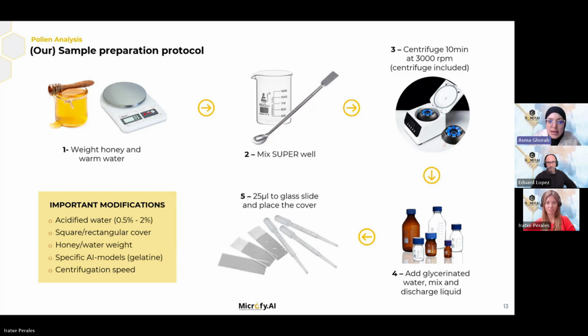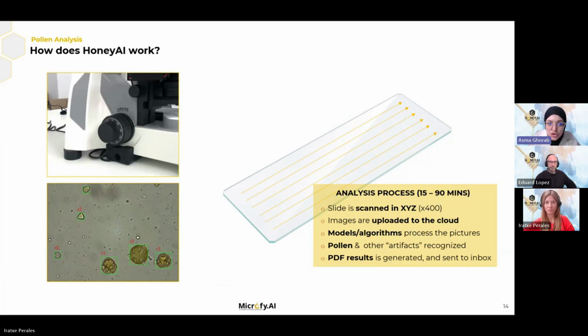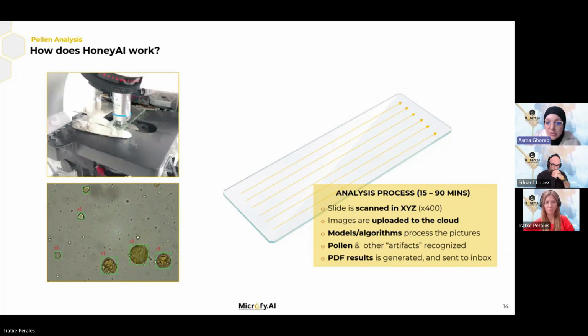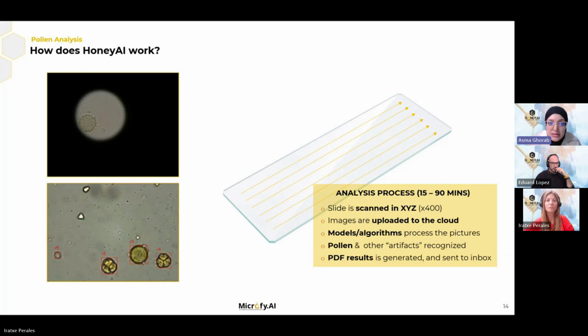So after having the slide prepared, we place it in the microscope, and the analysis begins by scanning. Scanning, as you can see here in the video, it scans along the X, Y, and Z axis with objective, of course. You can see here how it is focusing on the pollen. In the video, I think you can see that well. So the analysis can take between 15 to 90 minutes, depending on the sample. If it has a lot of pollen, it takes less time than samples that have few pollen.